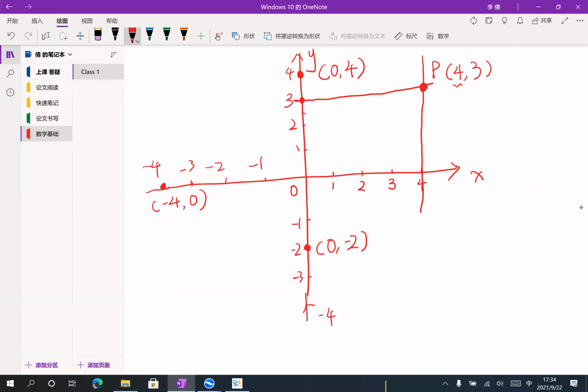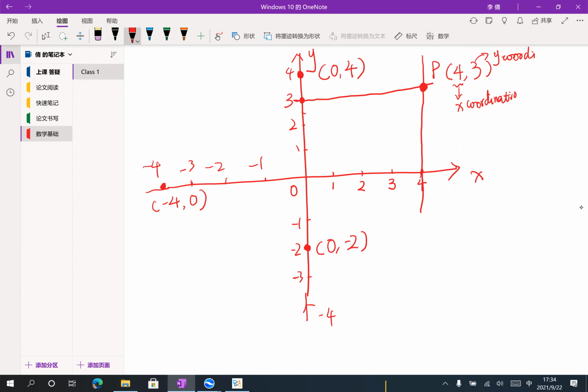Yes, the first number is the x coordinate, right? This is the x coordinate, and this is the y coordinate. The x coordinate means this line's intersection with the x-axis, right? And the y coordinate means this horizontal line's intersection with the y-axis, right?